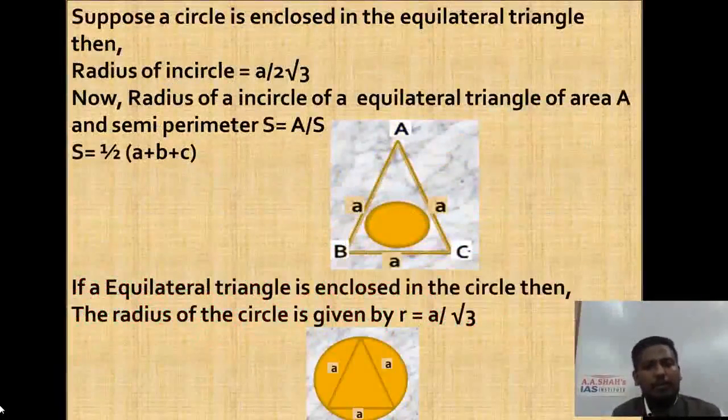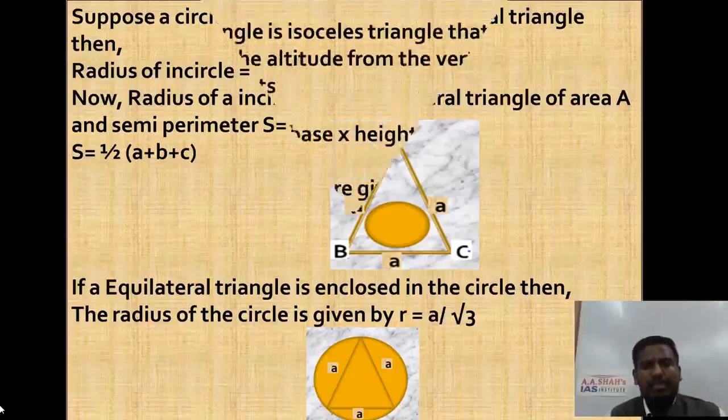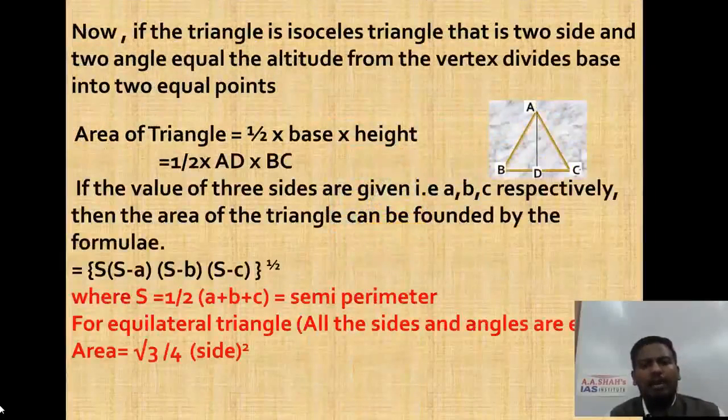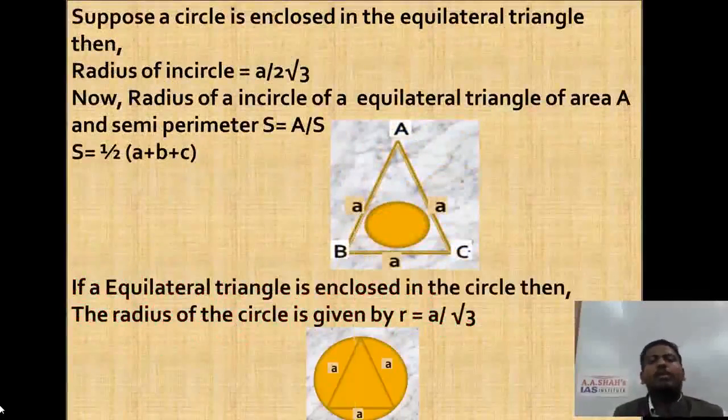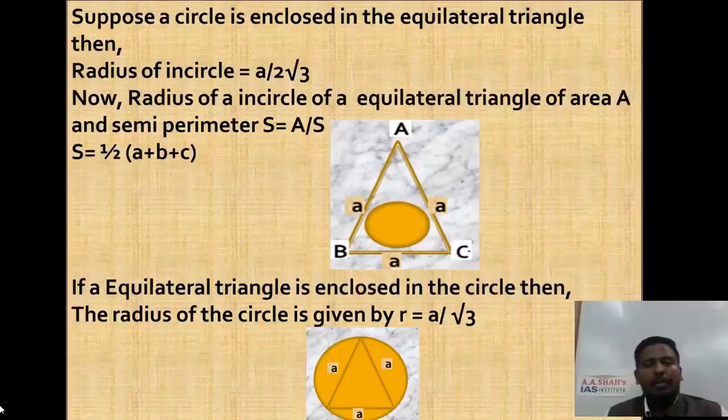Now, from the isosceles triangle, we move towards the equilateral triangle. The main difference between the isosceles triangle and equilateral triangle is that an isosceles triangle has a pair of same sides, only two sides are same in length, while in the case of an equilateral triangle, all the three sides are of same length. The area of the equilateral triangle is given by under root 3 by 4 into side square. So whenever an equilateral triangle comes, you don't need to find half base into height. Directly apply the formula under root 3 by 4 side square and you will get the area.